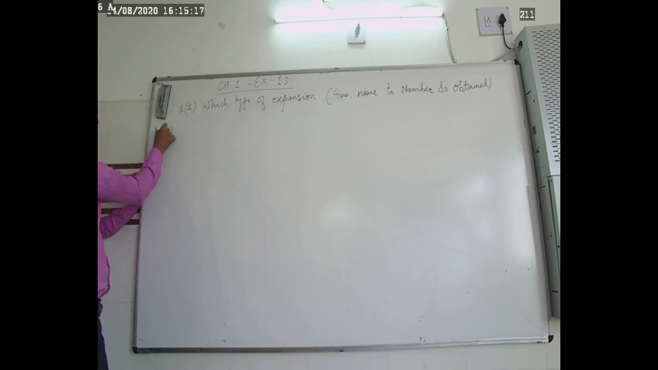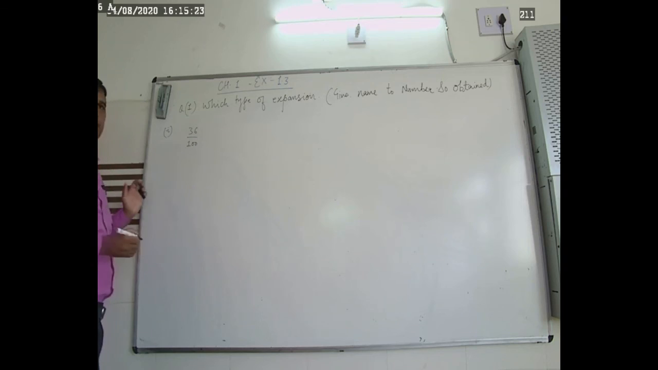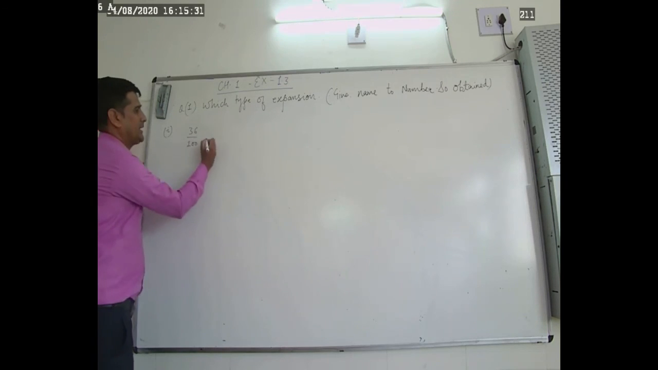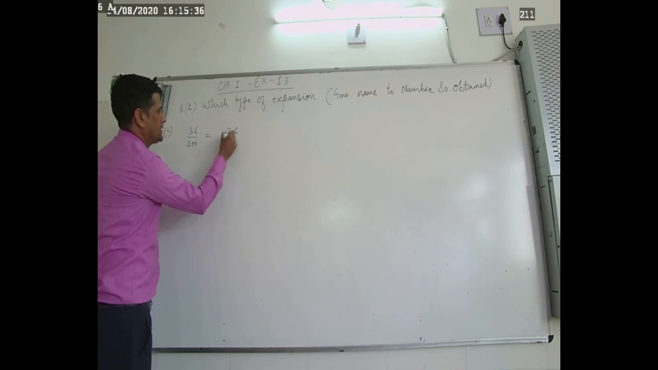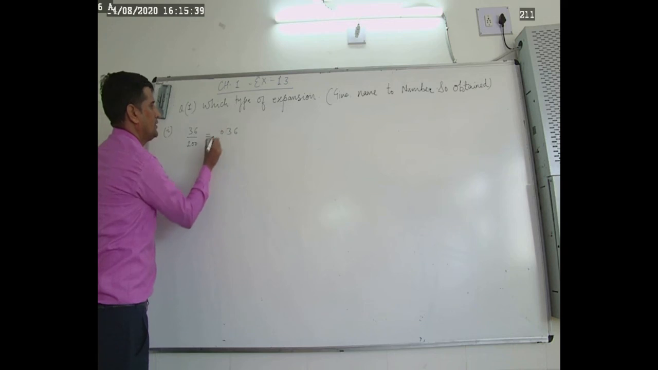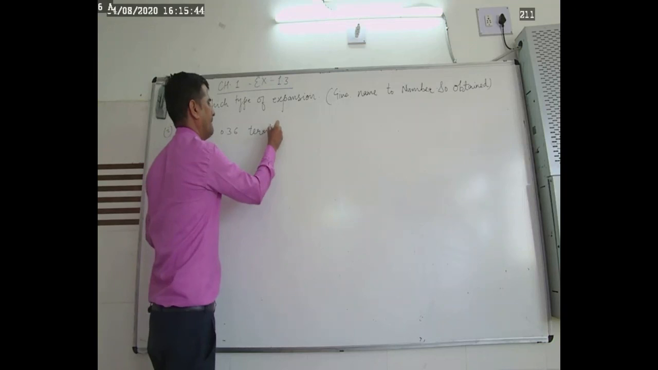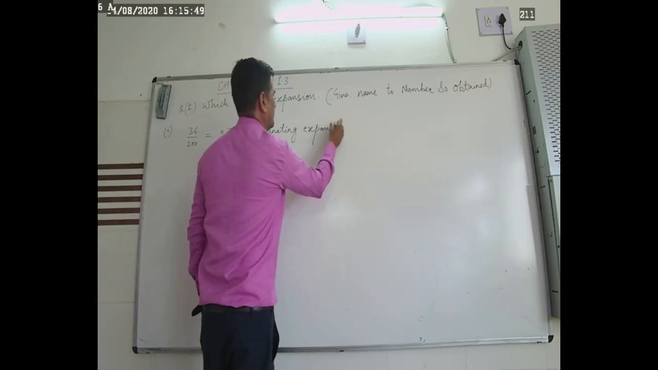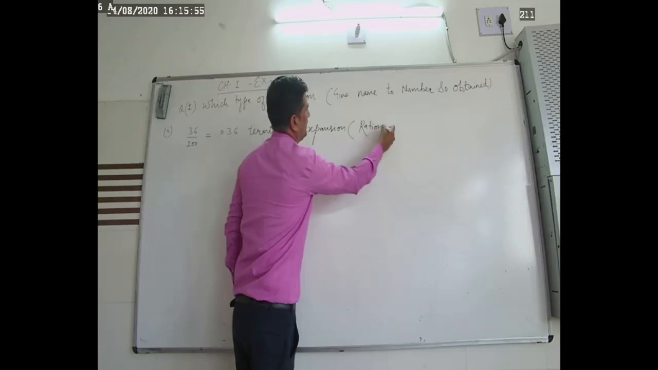First one is 36 by 100. Whenever the denominator is 10, 100 or 1000, the number can be easily expressed, so 36/100 is 0.36. So this decimal expansion is terminating. So what type of rational number will this be? This type of number will be rational.